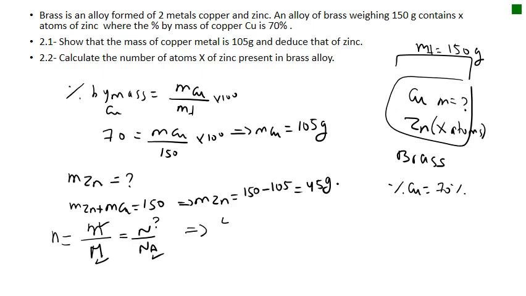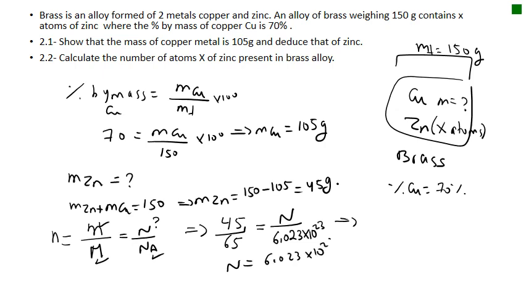So substitute 45. The molar mass of zinc, calculated in the above part, is equal to 65 grams per mole. The number of atoms is to be calculated. Avogadro's number is given in the exercise, 6.023 times 10 to the power 23. By calculation, we get that the number of atoms is equal to 4.169 times 10 to the power 23 atoms. Don't forget the unit, please.